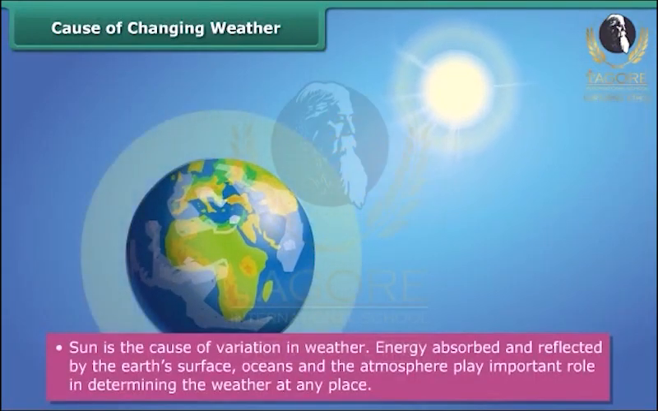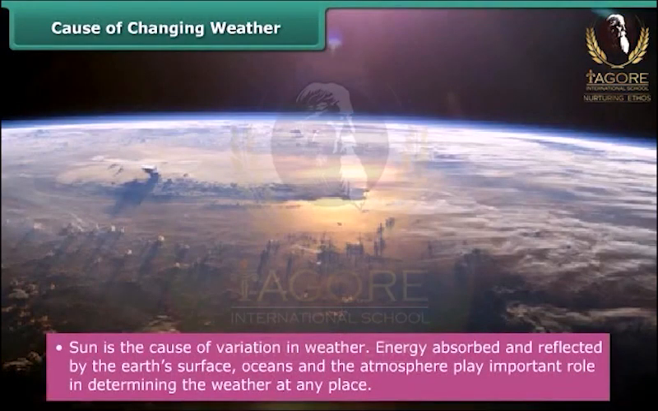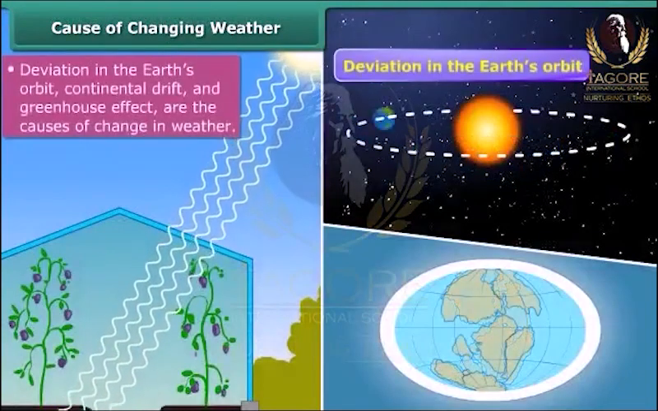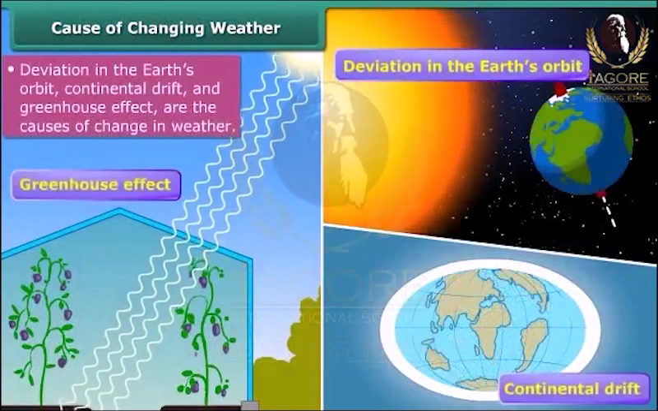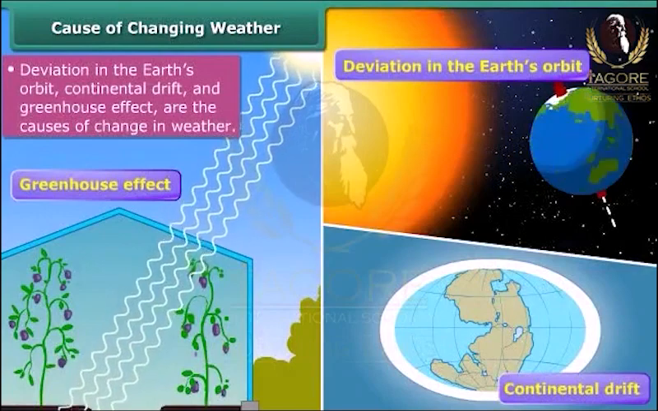Energy absorbed and reflected by the Earth's surface, oceans, and the atmosphere play important roles in determining the weather at any place. Also, deviation in the Earth's orbit, continental drift, and the greenhouse effect are additional causes of the changes in weather.